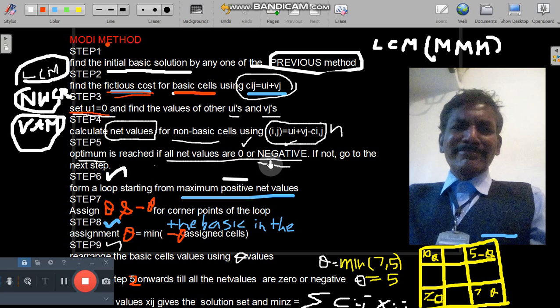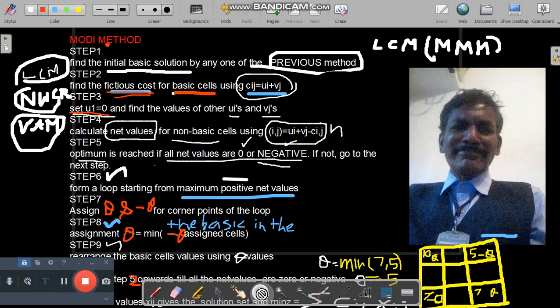If all are not 0 or negative, that means one positive or more than one positive, then we go to step number 6. Step number 6 says we have to draw the loop from the maximum positive net value. That we have also drawn. Next is step number 7: we have to assign plus theta, minus theta for the corner points of the loop. Then step number 8, we have to find the theta value.